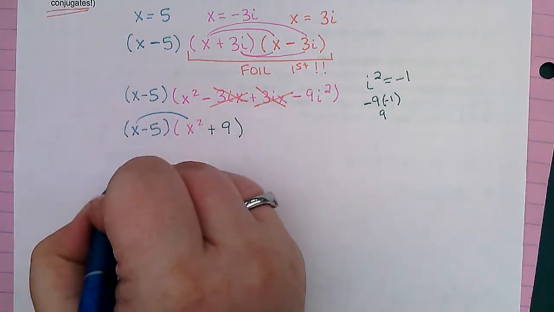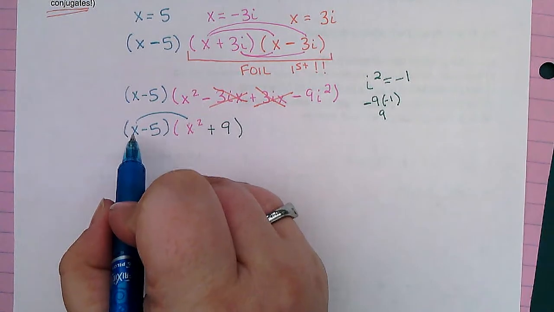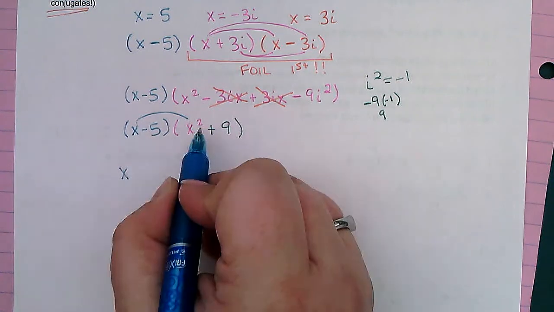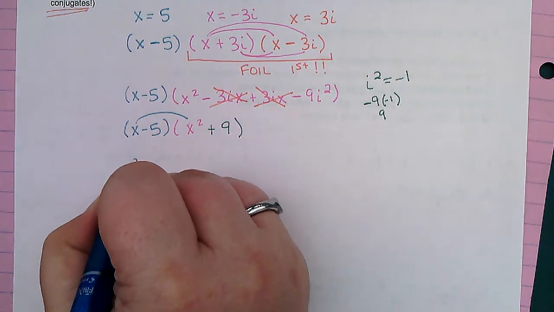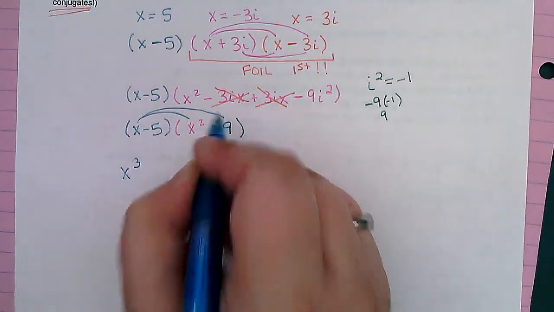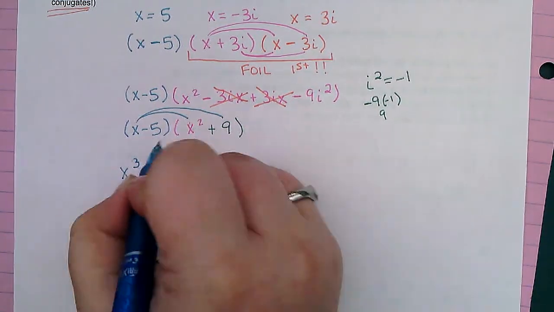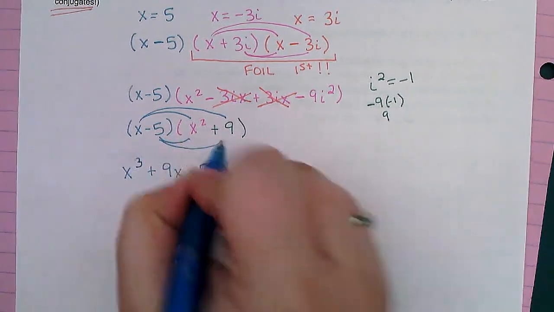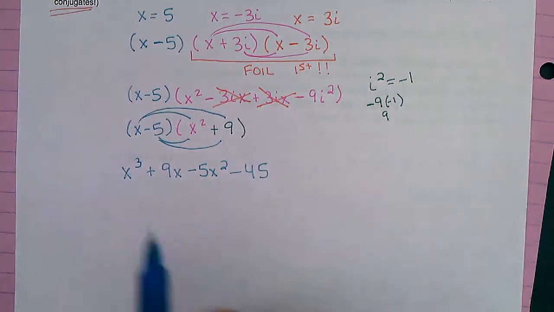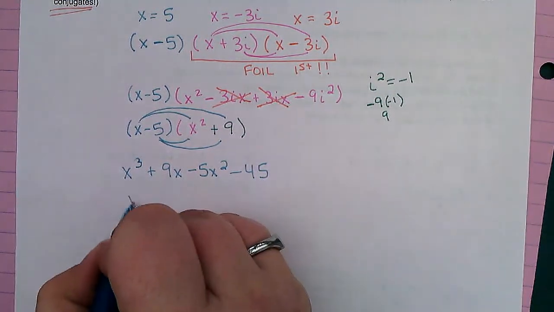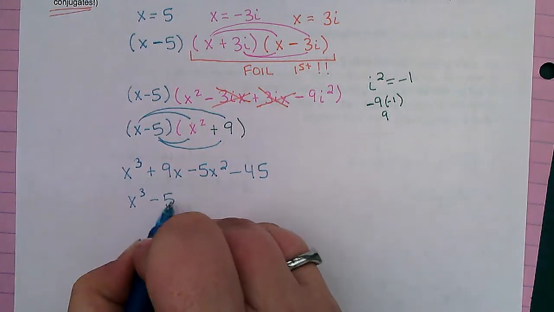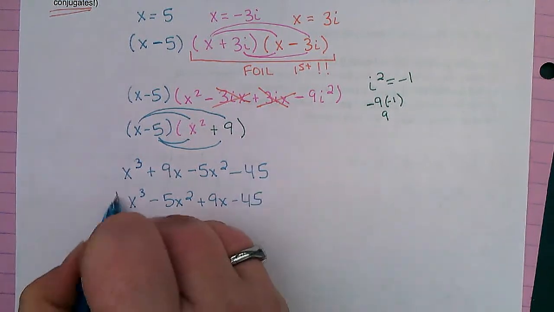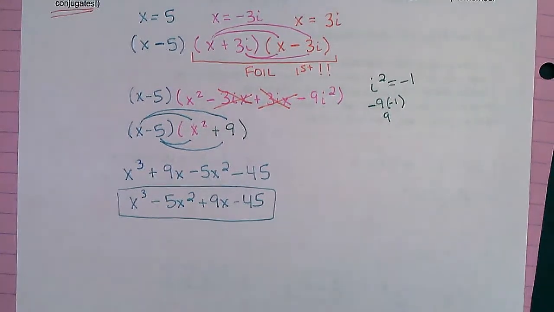X times x squared, when you are multiplying and you have x and x squared, you add the exponents. So this has an exponent of 1. This has an exponent of 2. 1 plus 2 is 3. Then I have x times 9. So that's going to give me 9x. Then I have negative 5 times x squared. And then negative 5 times 9. And then I notice that these are in a wonky order. They need to go from largest to smallest exponent. So I need to switch them around. And there we go. That's it.